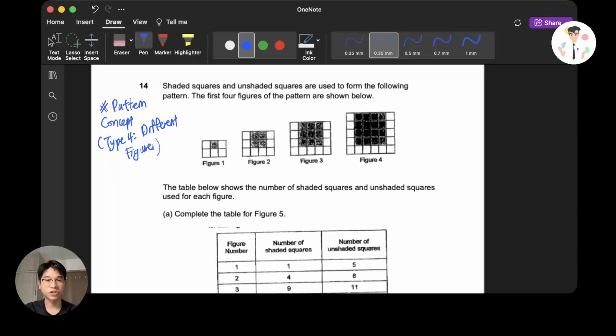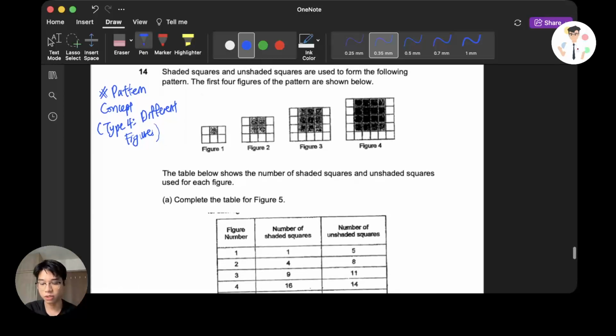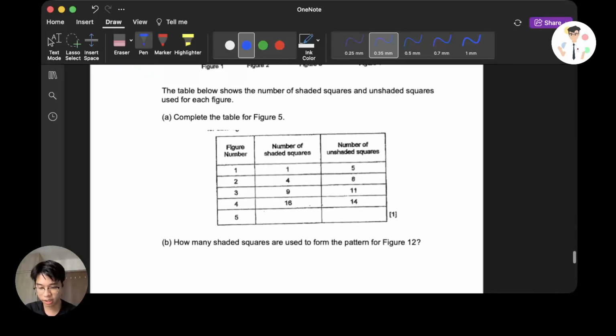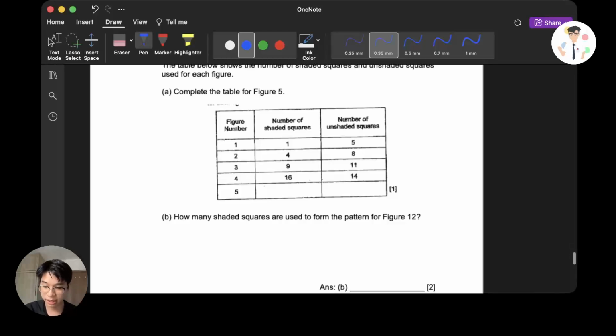Here it says the shaded square and unshaded squares are used to form the following pattern. The first 4 figures of the patterns are shown below. So as you can see, 1, 2, 3, 4. The table below shows the number of shaded square and unshaded square used for each figure. Okay, and you have question A, B, and C.